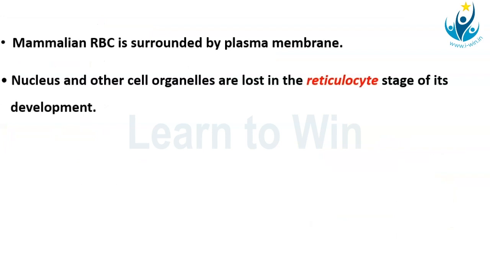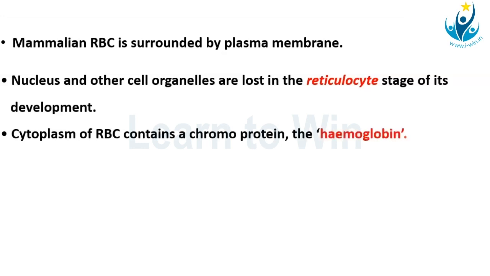Okay, now mammalian RBCs are always surrounded by a plasma membrane. Okay, and the nucleus and other organelles are lost in the reticulocyte stage. The reticulocyte stage is nothing but the immature stage of RBC. In fact, when the cells are formed, they have a nucleus and other cell organelles in the immature stage, but when they become mature, they lose the nucleus and the other cell organelles.